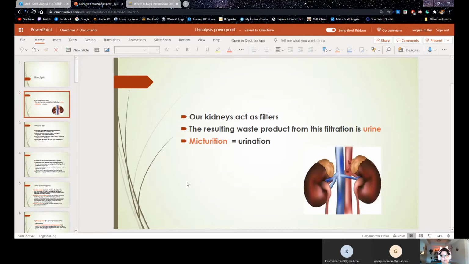We already know that our kidneys act as our filter, and they help clean our blood and remove waste and excessive water, and this is in the form of urine. We know that micturition is urination. Another term that a doctor might use is to void.